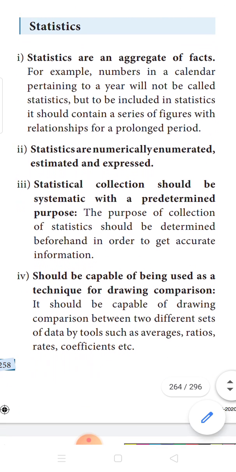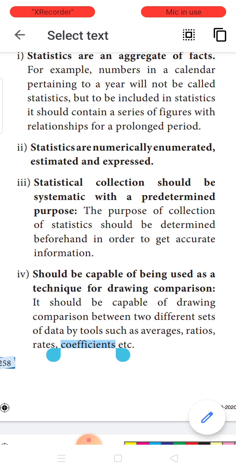Next, statistics are numerically enumerated, estimated and expressed. Very simple. We can take the corona data statistics itself. Are they presented in numbers? Yes. The enumeration, see, everything is only estimation. They don't give you the exact number. So this is nothing but estimation in the form of numbers. Next, they are expressed in numerical terms only.